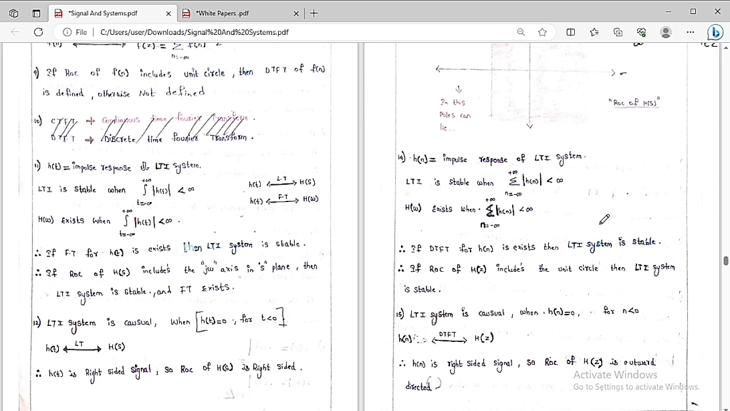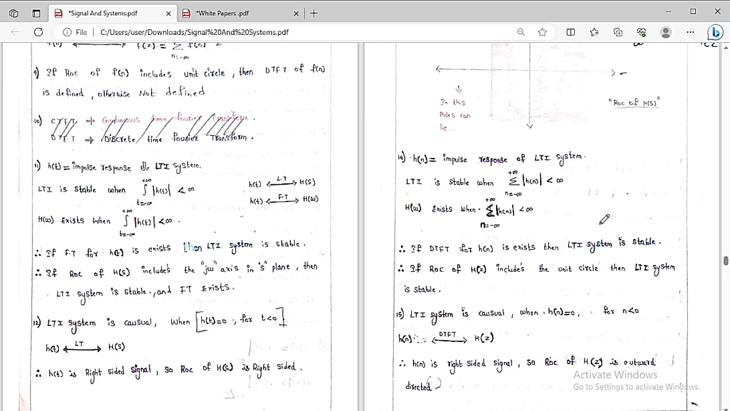Suppose you take h of n, which is the impulse response of a discrete time LTI system. If you want the LTI system to be stable, then h of n should be absolutely summable. Similarly, if you want the Fourier transform to exist for h of n, then the signal h of n should also be absolutely summable.